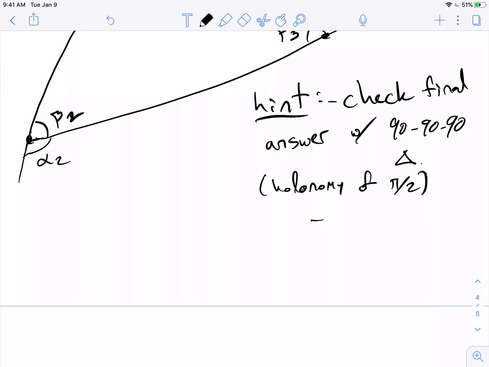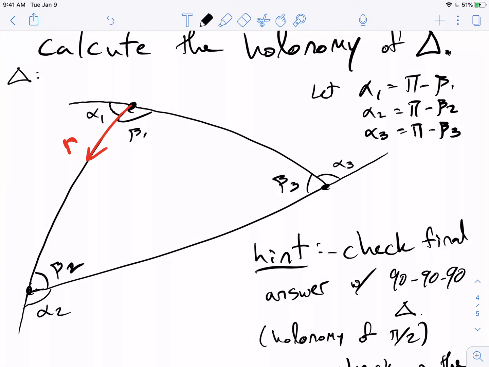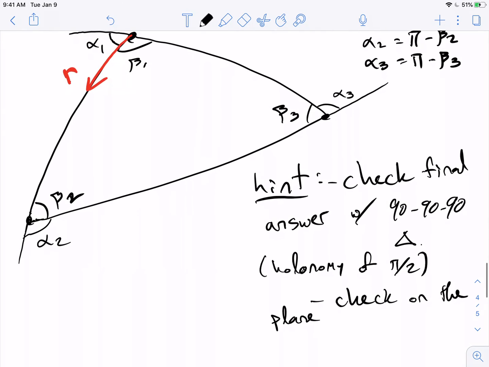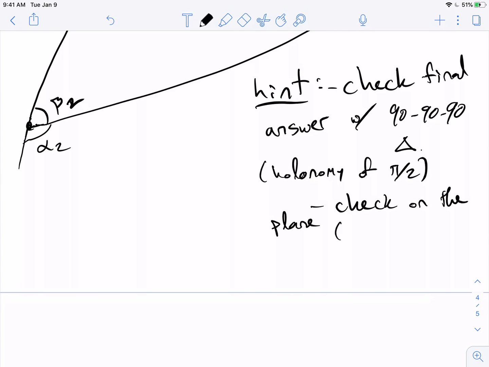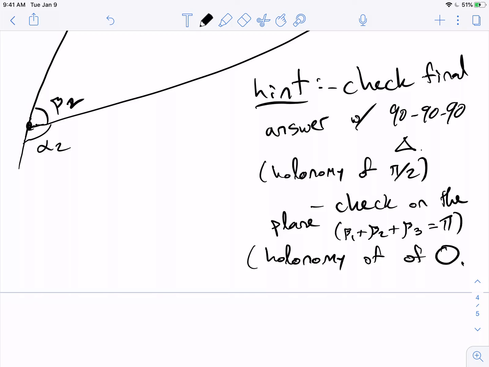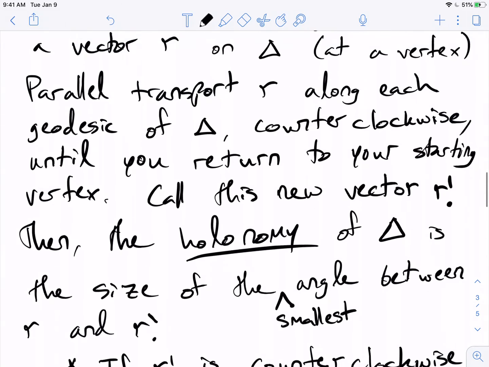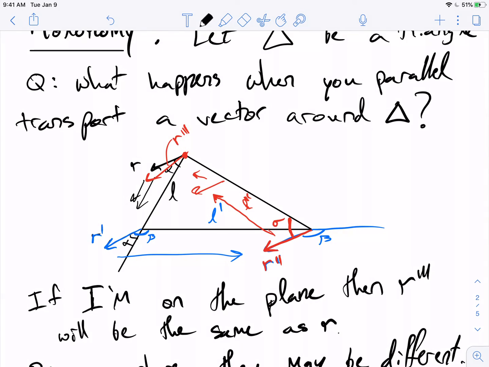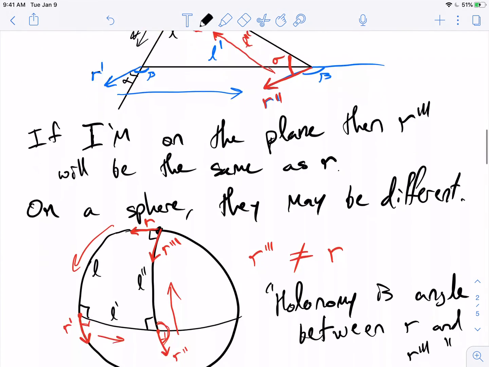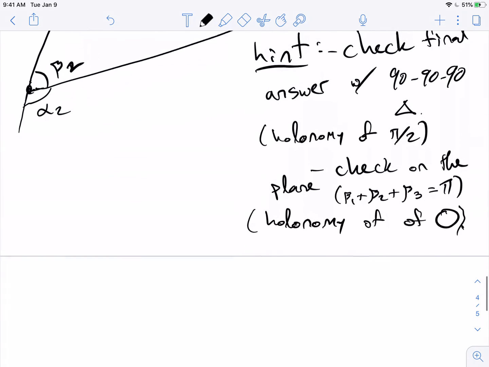And a second sanity check is check on the plane, where in that case beta 1 plus beta 2 plus beta 3 we know equals 180 degrees, or pi. Then in that case we should get a holonomy of 0. Why is that? Well, because on the plane, as we kind of guessed, actually these two vectors should be equal, because we're just translating around. We end up doing nothing after doing the 3 translations.